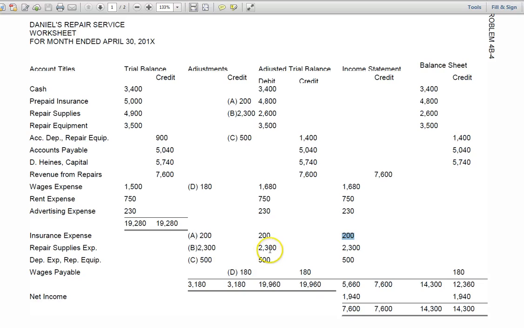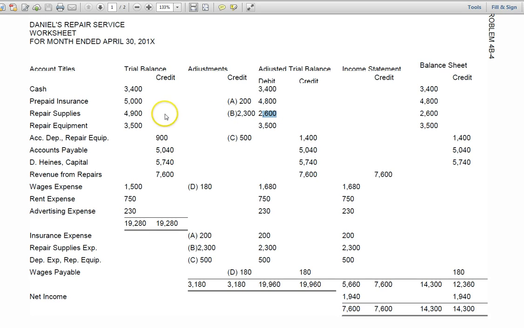The second adjustment can give a little bit of a headache because of the wording. It notes in B on page 157 there are repair supplies on hand. That means there's $2,600 left. So if we had $4,900 of repair supplies recorded, and when they purchased those supplies they recorded them as an asset, and there were only $2,600 on hand, that means we have to take out 23 in order for the balance of that account to read what we actually have on hand. So that's our supplies inventory.